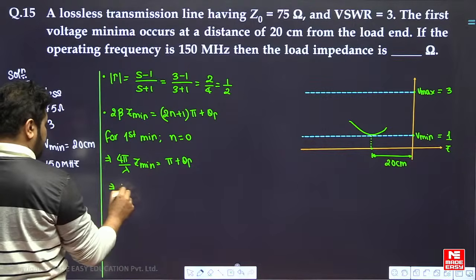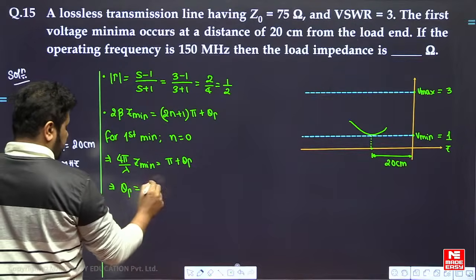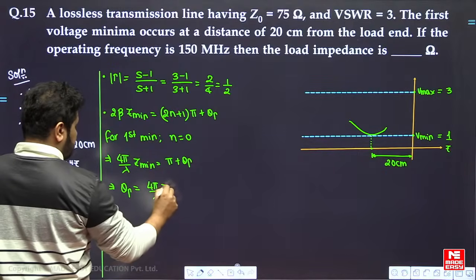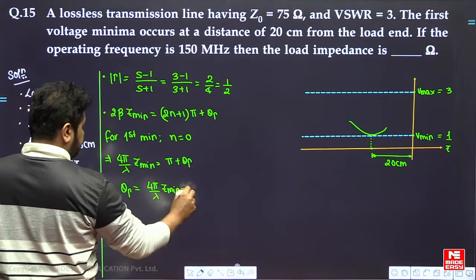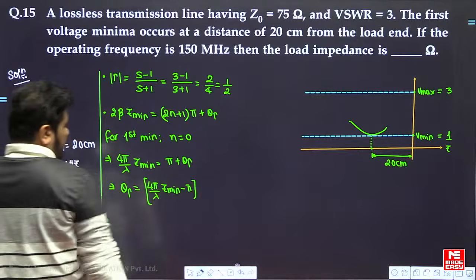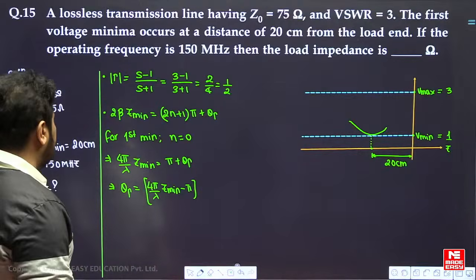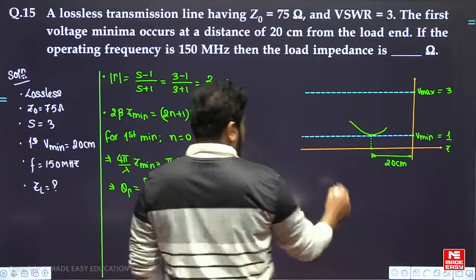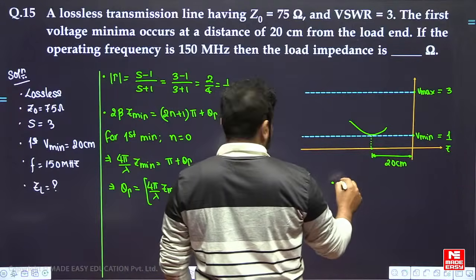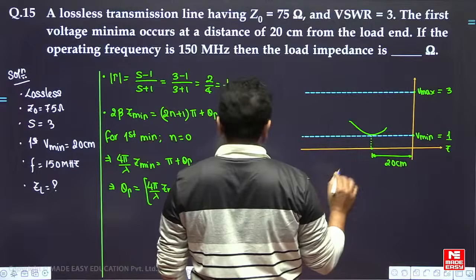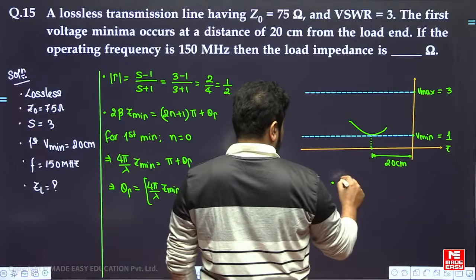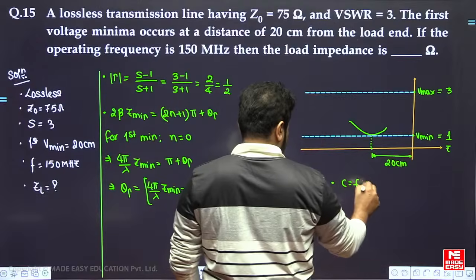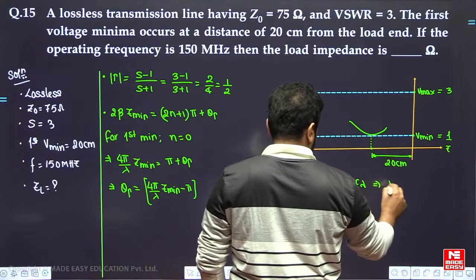So what is the value of theta gamma? Theta gamma will become 4 pi by lambda into z minima minus pi. Z minima is 20 centimeter. Lambda, how will you find lambda? Nothing is mentioned, but it is a lossless line, so we can use C equal to f lambda. From here I will get the value of lambda as C by f.